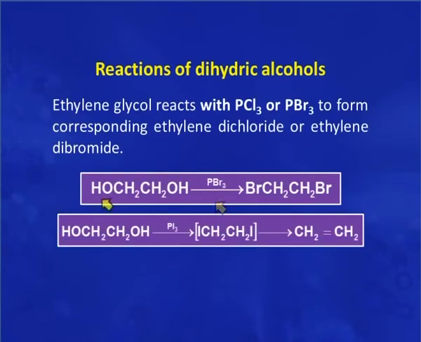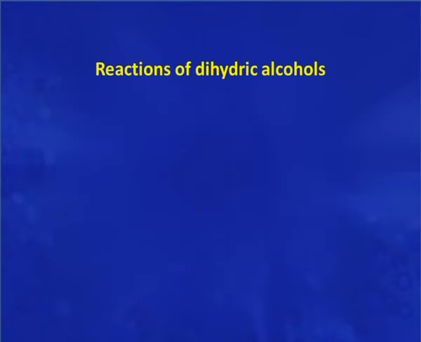Here ethylene glycol is reacting with PBr3 to form ethylene dibromide. When ethylene glycol reacts with phosphorus triiodide, a diiodide is formed, but this diiodide is quite unstable, and ethene is the final product which is formed upon iodination.